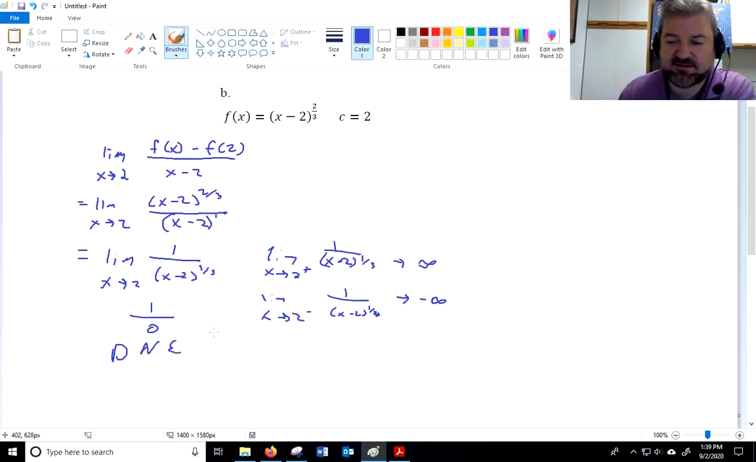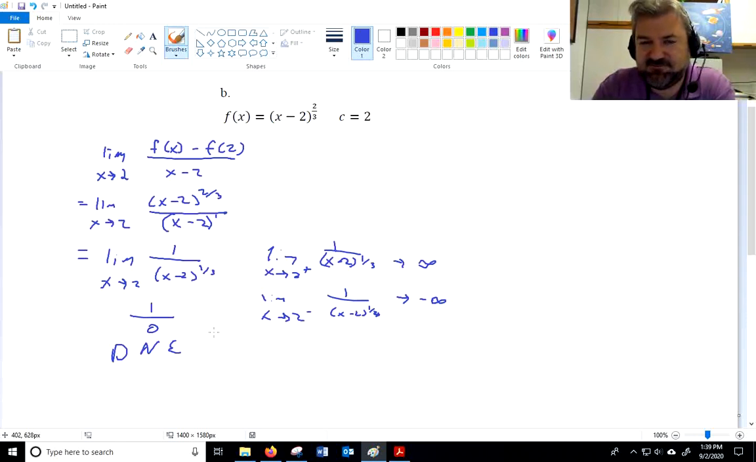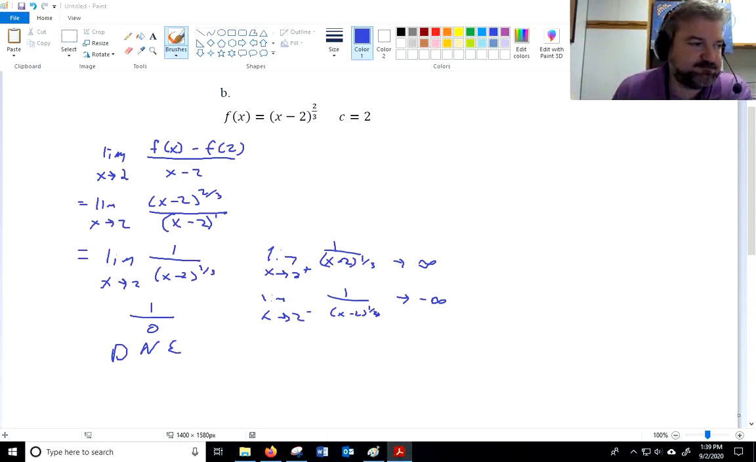And as it turns out, even if they both went to infinity, we would say it's not differentiable. An infinity is not a value for a derivative. All right, we have another one.